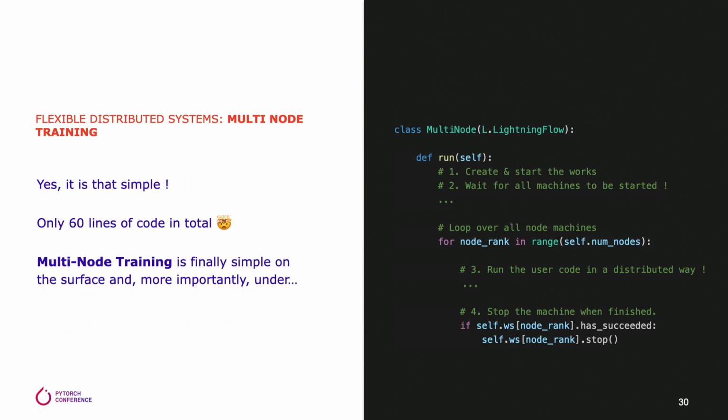And yeah, that's simple. The entire multi-node component is only like 60 lines of code. And I think what's really important, it's simple on the surface, but also importantly under. So this multi-node component could be extended to add further functionalities to minimize costs in the cloud, like elastic training or even fault-tolerant training on preemptive nodes, for example. Those would be just adding a couple of lines of code to check the status of all those different machines and decide what to do next.